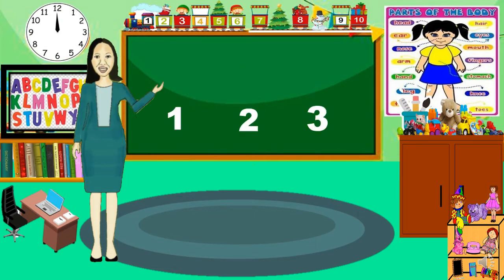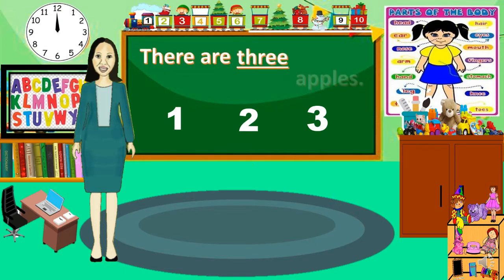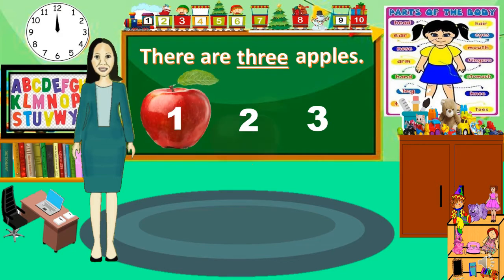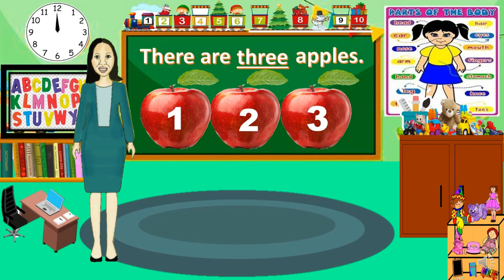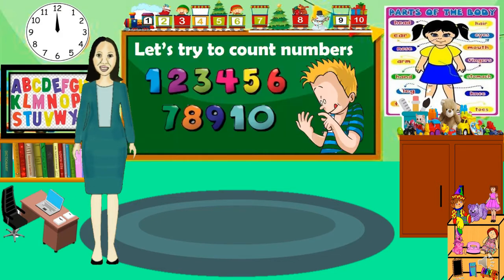Okay, I have an example for you here. There are 3 apples. Can you see here? There are 3 apples. 1, 2, 3. There are 3 apples. All right, you're gonna use there are because the apples here are more than 2. There are 3 apples, okay? Now, let's try to count numbers. Let us try to review the numbers, okay? Numbers 1 to 10. I want you to count 1 to 10. Ready?